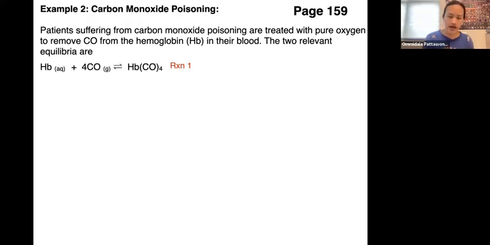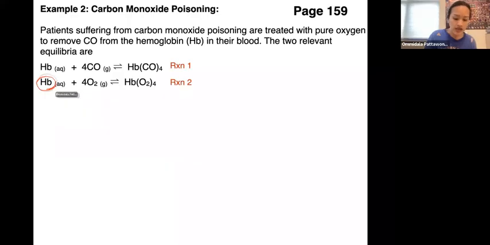Okay, so the equation that we are going to look at first is the binding of hemoglobin to carbon monoxide. This one is the free hemoglobin. Once hemoglobin sees carbon monoxide, it is going to form this hemoglobin carbon monoxide complex. Now the second reaction involves the binding of oxygen to hemoglobin. So when you have free hemoglobin, hemoglobin binds oxygen to generate this hemoglobin oxygen complex.